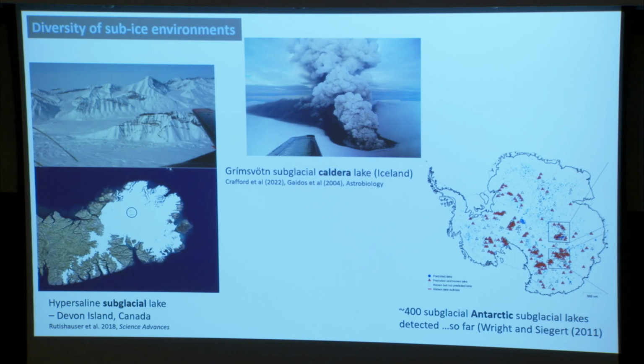So a few examples include the hypersaline lakes in Devon Island, in Canada, below the volcanic calderas. This subglacial lake exists in Iceland. And there's over 400 subglacial lakes that are known at this point below the Antarctic ice sheet. So essentially the Antarctic ice sheet covers this massive amount of water and water features, potentially wetlands, all kinds of different features that we're just not aware of because it's under about 2 miles of ice.